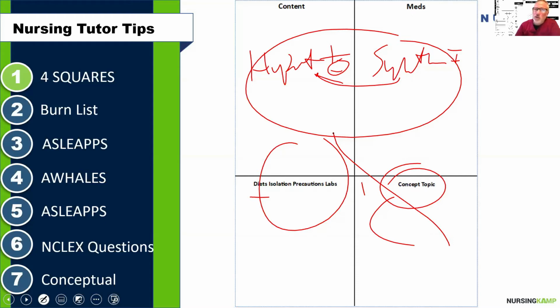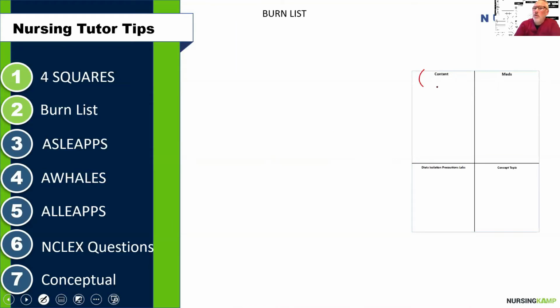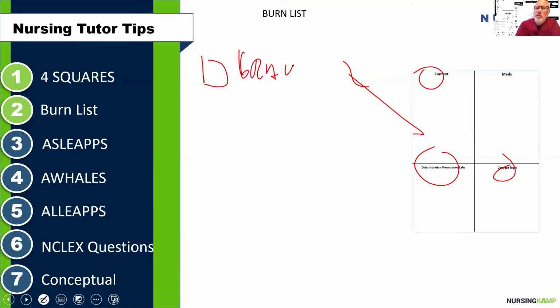So the next thing we talked about is, what does that mean? That means the burn list. And the burn list is where we take all these 4 squares and we compile it into a target list, where if we're talking about Graves' disease and we didn't really know about Graves' disease, and we put a negative there, and that goes into a little book, like I said right here. And this little book is small enough that it can fit in your scrub pocket, and you're able to take this on the go with you.